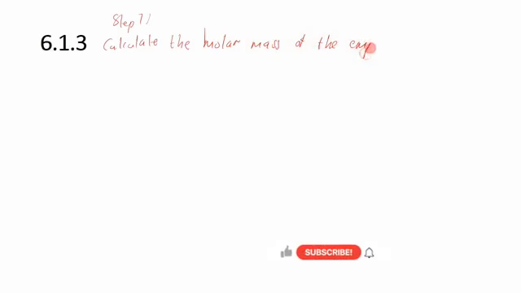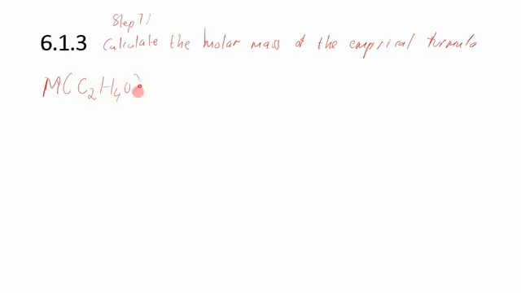So calculate the molar mass of the empirical formula. Remember, this does not take as long as this when you are solving. It's just that I'm going step by step. Remember, the empirical formula was C2H4O. So now we must calculate the molar mass for this one.